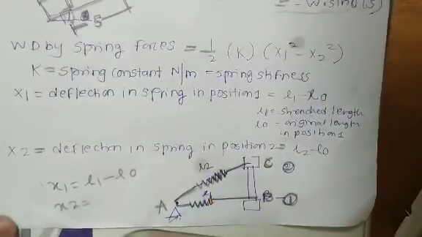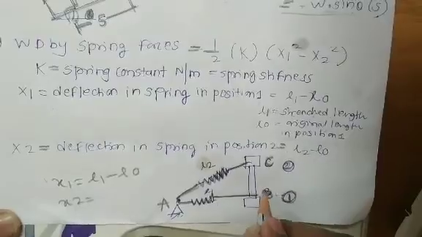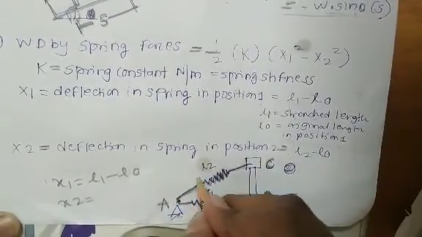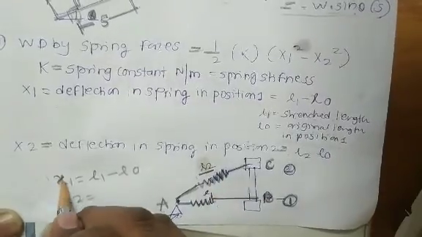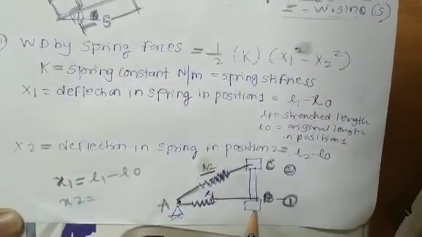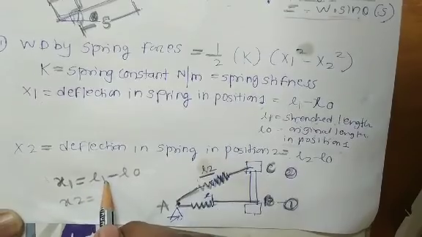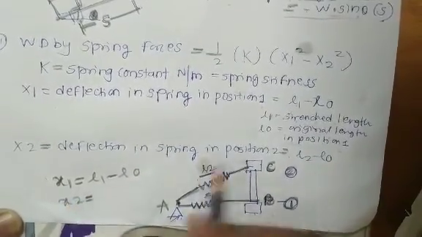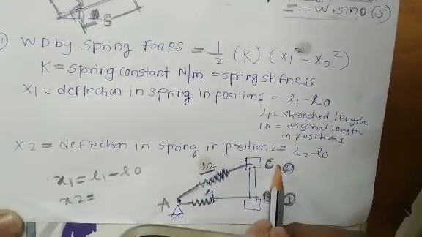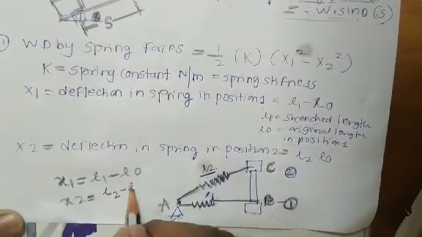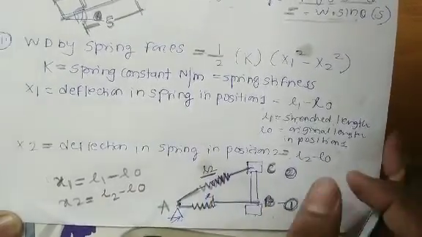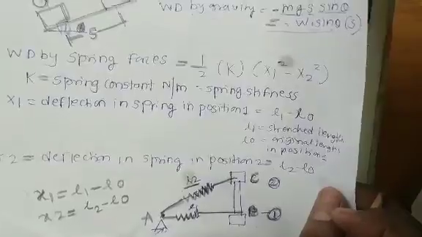So suppose a spring is attached from A to B, and it is stretched, and now it is shifted to the point C, and the length is L2. So x1 will be the deflection in position 1, and that is equal to the stretched length minus the original length at position 1, and x2 is the deflection of the spring in position 2, and that is equal to L2 minus L0, the stretched length at position 2 minus the original length L0. Now we'll study one problem.